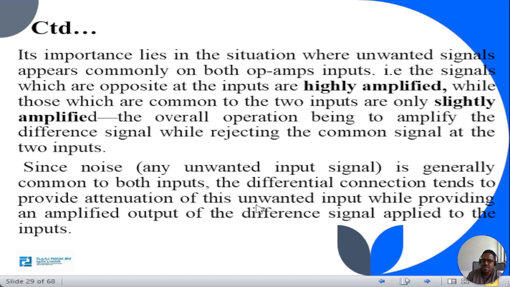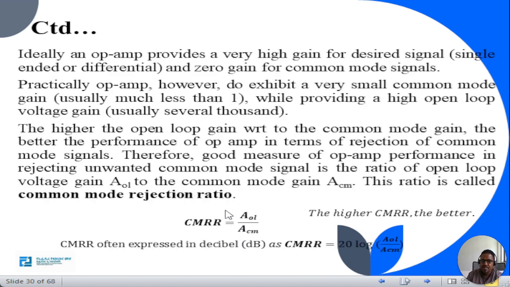So in the common mode input signal, there are unwanted input signals, so they are rejected by the common mode rejection ratio. Ideally, an op-amp provides a very high gain for desired signals, single-ended or differential, and zero gain for common mode signals. But practically, op-amps do exhibit a very small common mode gain, usually much less than 1, while providing a high open loop voltage gain, usually several thousands.